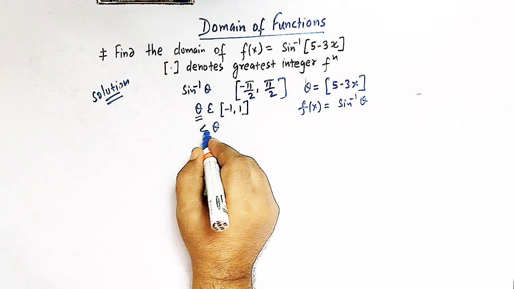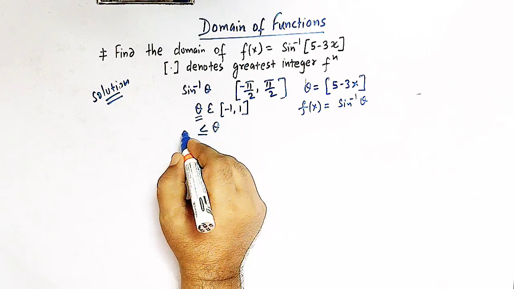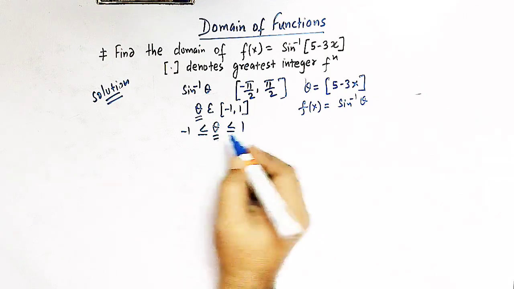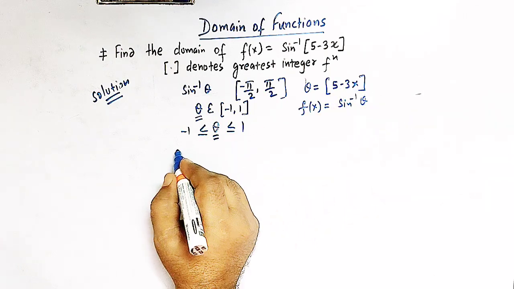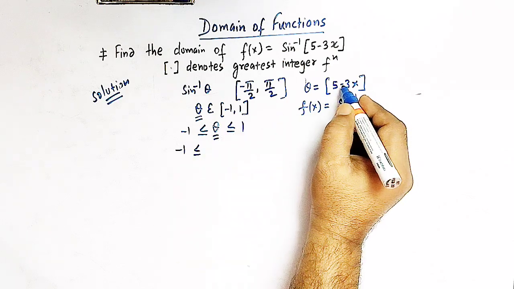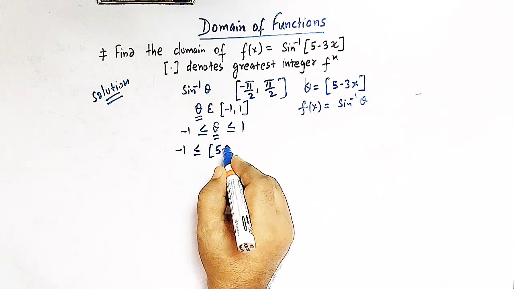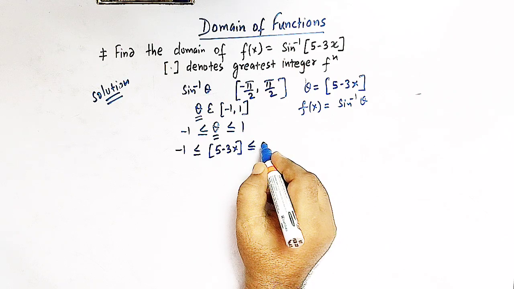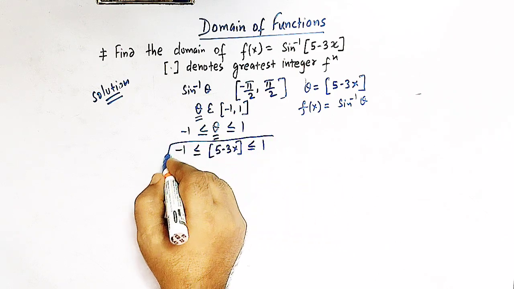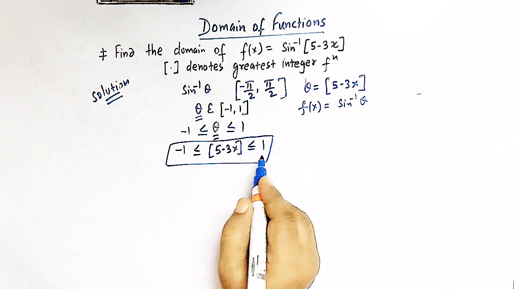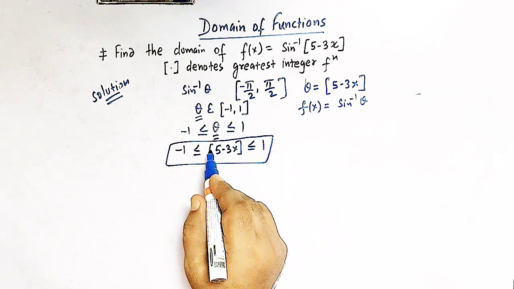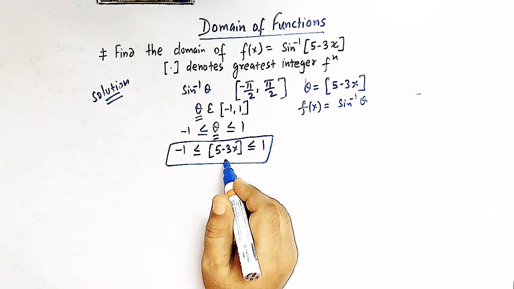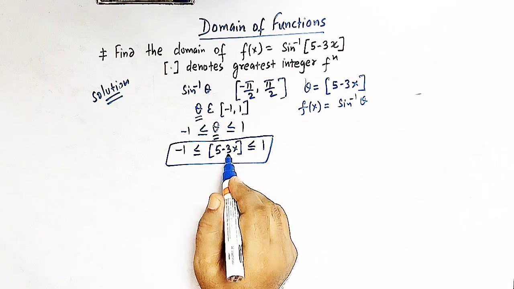And this theta must belong to this interval. It implies that theta is greater than or equal to minus 1 but less than or equal to 1, right? And our theta is greatest integer of 5 minus 3x. So here we'll substitute greatest integer of 5 minus 3x, and here we have less than or equal to 1, right? So now we have an important inequality involving the greatest integer function. Now let us see how we can solve this inequality.